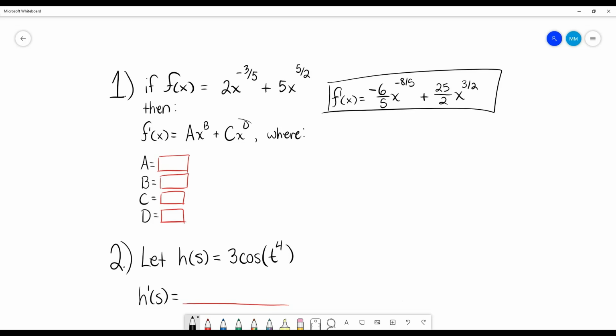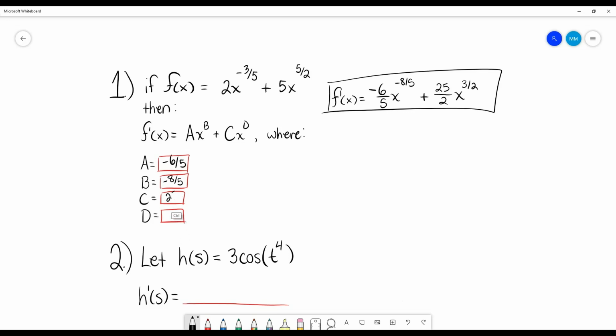So let's see. It looks like it's already written in terms like this. So a is our first coefficient. So a is going to be a negative 6/5 here. B is that first exponent. So in this case, it happens to be negative 8/5. C is going to be our second coefficient, which is going to be 25/2.